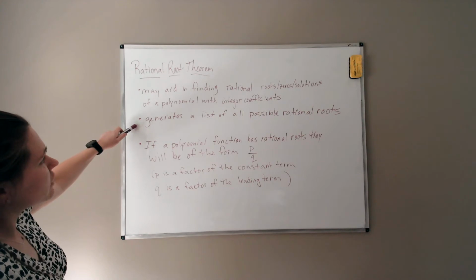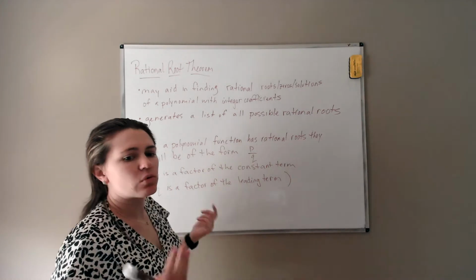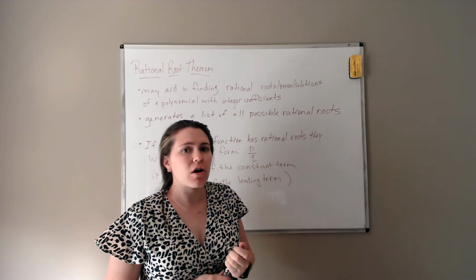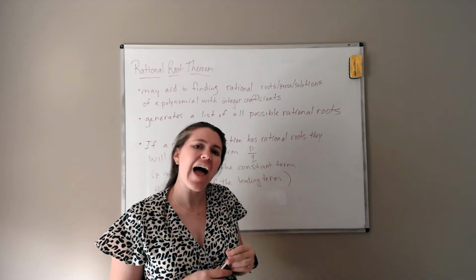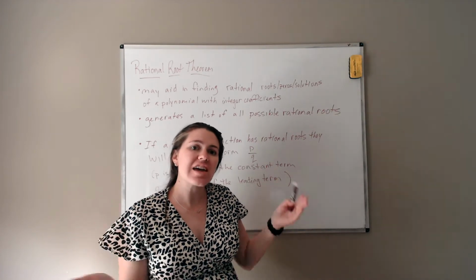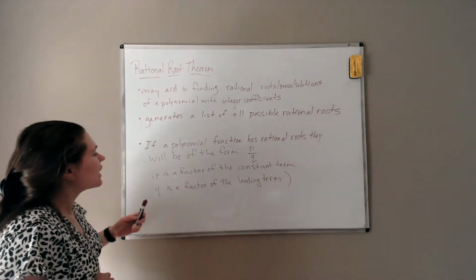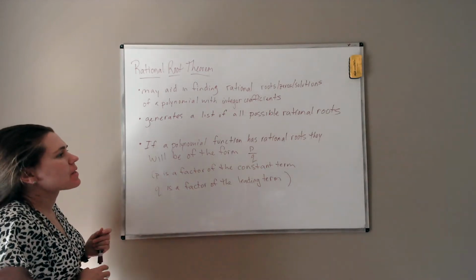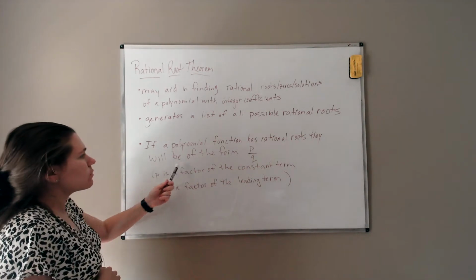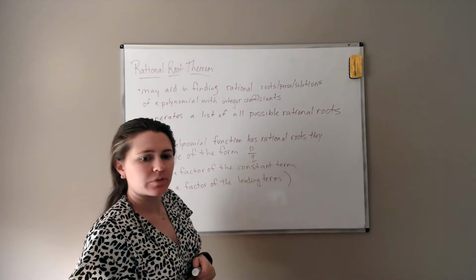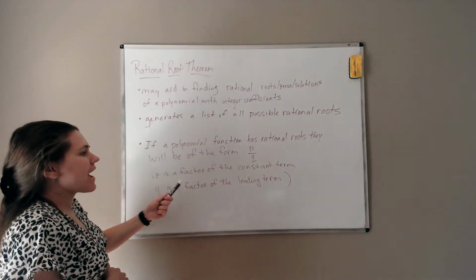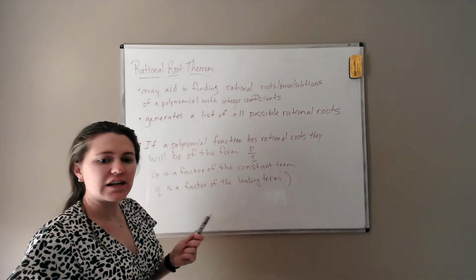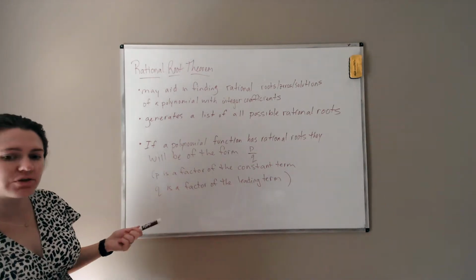So what the rational root theorem does is it generates a list of all of the possible rational roots. Okay, that doesn't necessarily mean that these are all of the roots that there are, but just if the polynomial has rational roots, it'll be in this list. And the rational root theorem states that if a polynomial function has rational roots, they will be of the form p over q. P is a factor of the constant term of the polynomial, and q is a factor of the leading term. So you might want to pause the video, make sure you have all of this written down.